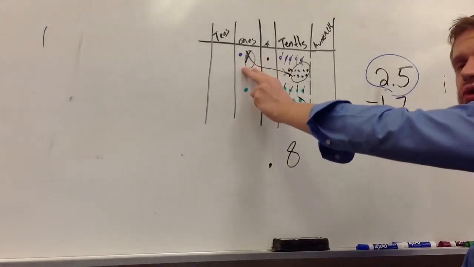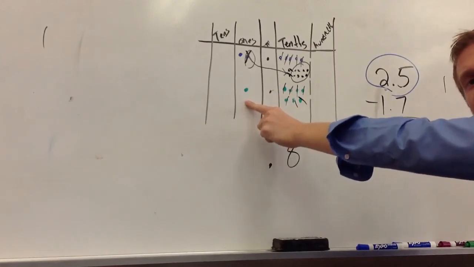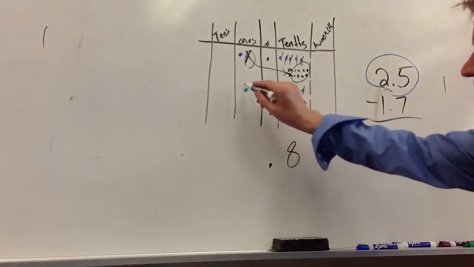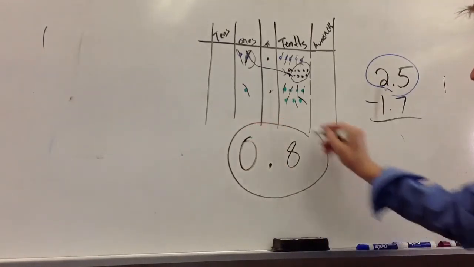Now to the ones place. We start out with 2 ones, but we borrow. So now that 1 is over here. So now we take 1 one away. If we take 1 one away, we have 0 in the ones place. So our answer is 8/10.